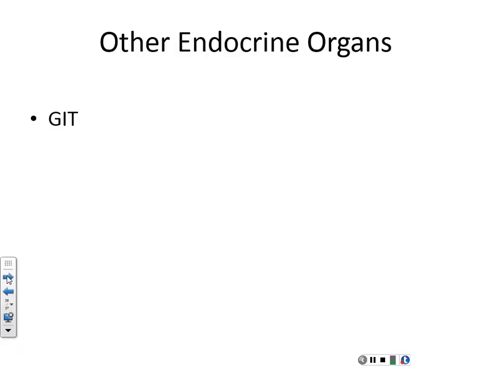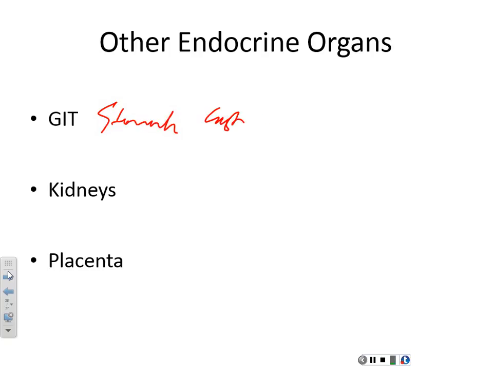What else do we have here? Other endocrine glands we talked about. The GIT produces hormones: the stomach produces gastrin, the small intestine produces secretin, cholecystokinin, and so forth. And then the kidneys produce erythropoietin for red blood cell production. They also produce renin, which is involved in blood pressure control. It converts angiotensinogen into angiotensin 1, and that deals with blood pressure.